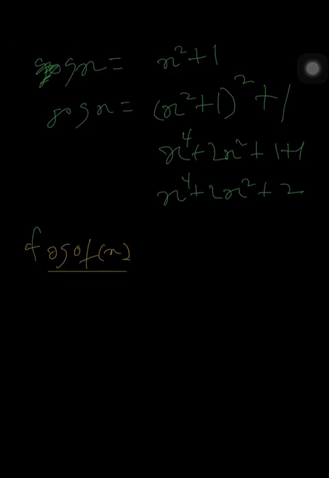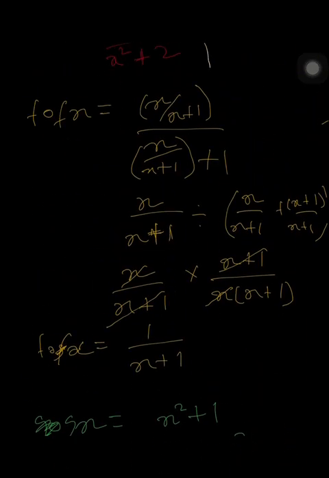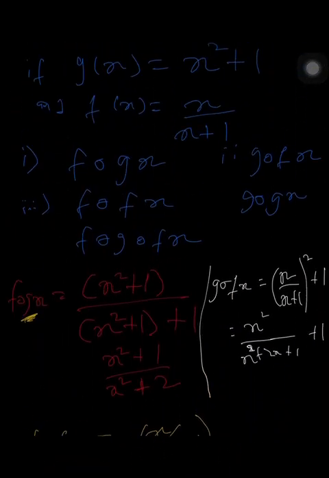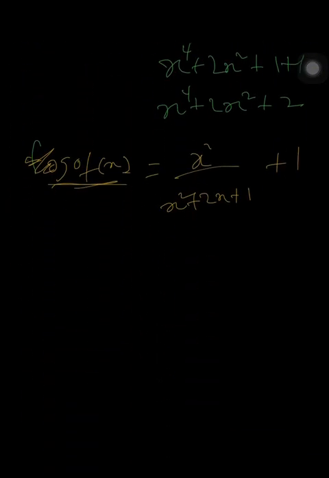So it means we're putting the result of g of f of x into f of x. Thus, g of f of x alone is x squared over x squared plus 2x plus 1 plus 1. And we are putting it into f of x, which is x over x plus 1.